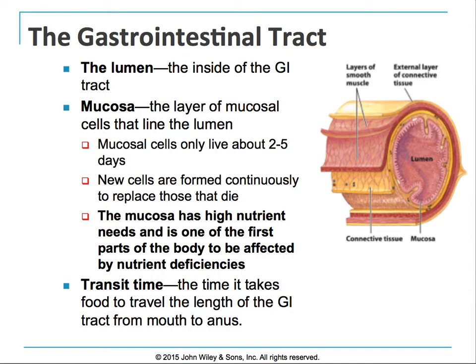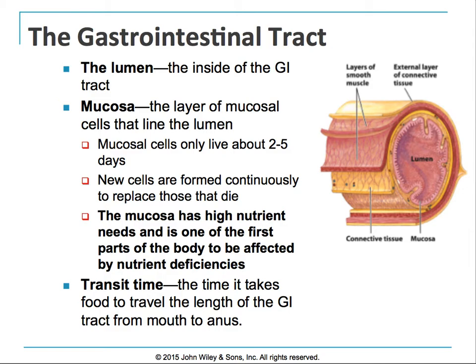The mucosa has high nutrient needs and is one of the first parts of the body to be affected by nutrient deficiencies. So depending on how your diet is, if you're not getting enough of particular nutrients, then those mucosal cells along the lining of the lumen of your digestive tract will be unable to reproduce and regenerate themselves when they're damaged. This could, of course, affect your ability to absorb nutrients in the future.